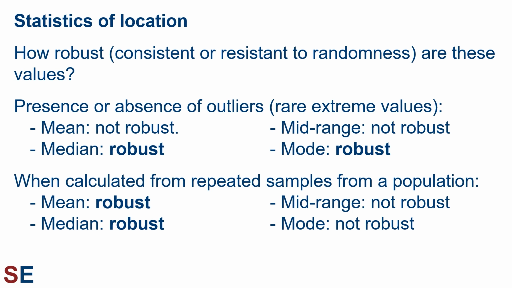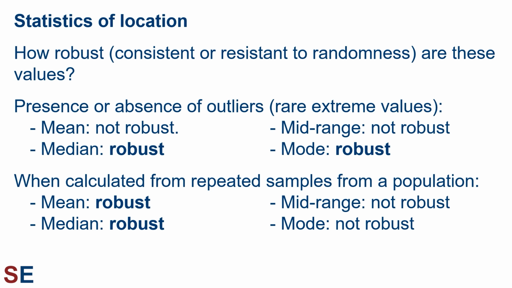The median is robust because it's only looking at the middle. It's, by definition, ignoring the extreme values. The mid-range is not robust because in fact the only values being used to calculate it are the smallest and the largest single values. And then the mode typically is robust because it's based on most common values, so outliers would not show up.